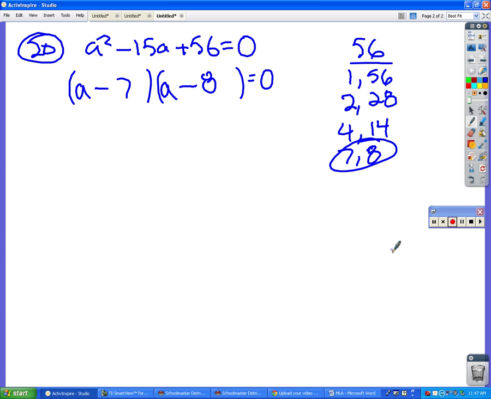All right, now that we've got it down to a minus 7 times a minus 8 equals 0, what do you know a has to be? 7 or 8. Because 7 minus 7 is 0, so that would work. 8 minus 8 is 0, so that would also work. Okay?